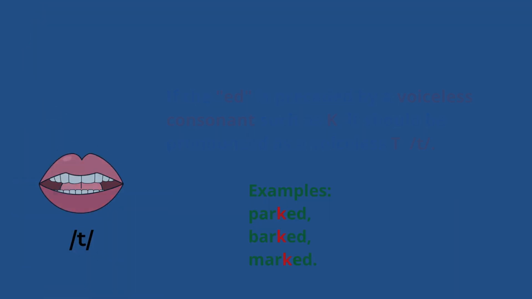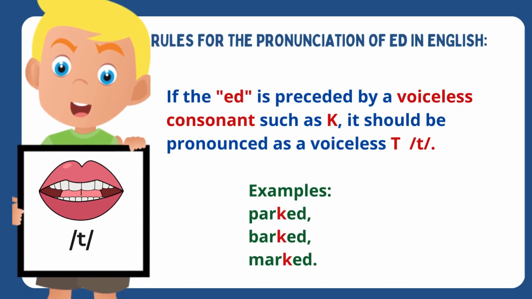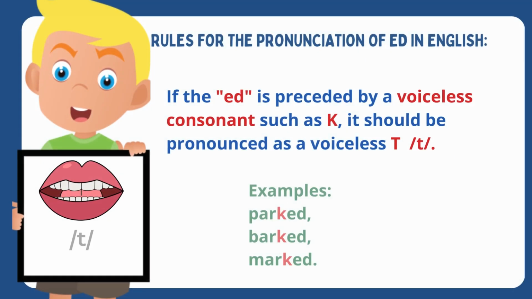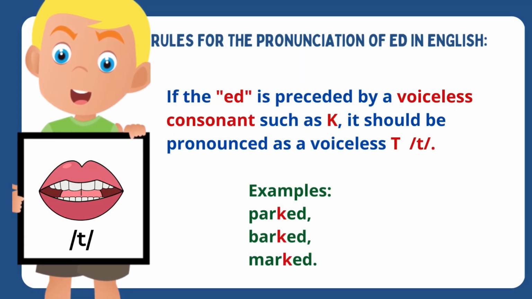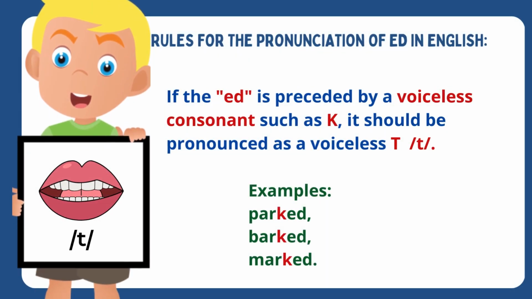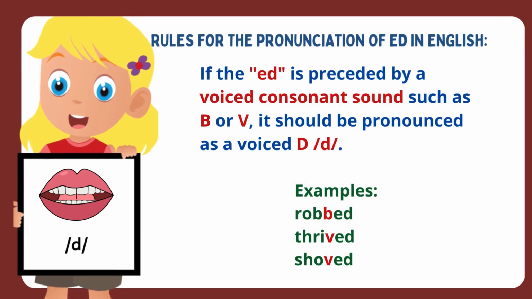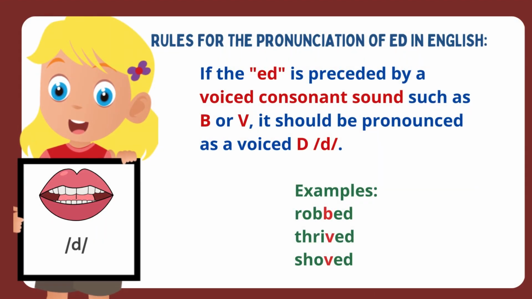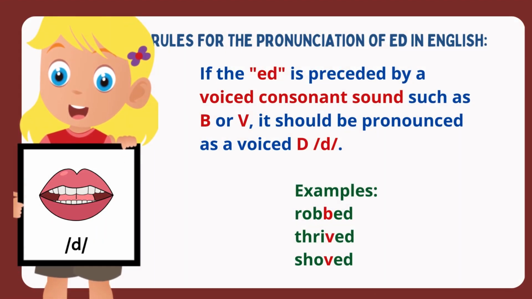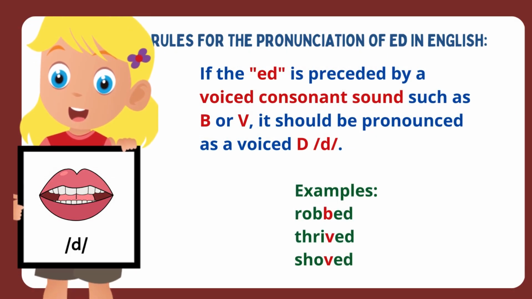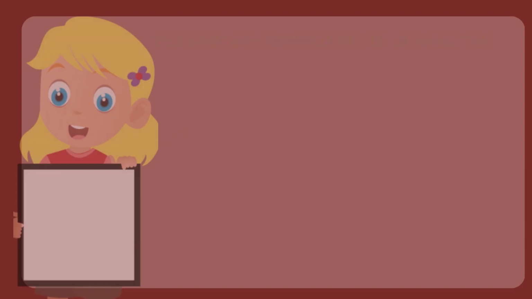Rules for the pronunciation of ed in English. If the ed is preceded by a voiceless consonant such as k, it should be pronounced as a voiceless t. Examples: parked, barked, marked. Rules for the pronunciation of ed in English. If the ed is preceded by a voiced consonant sound such as b or v, it should be pronounced as a voiced d. Examples: robbed, thrived, shoved.